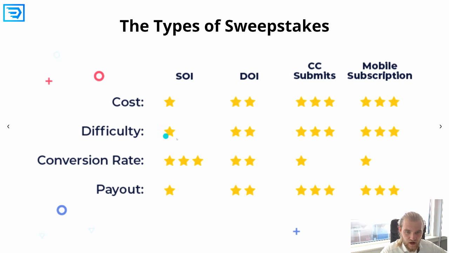The simplest to run is the single opt-in, as it's only one action the customer has to take. The double opt-in is a little bit harder because they have to do the opt-in twice. You need to validate that they indeed did that single opt-in and they still want it. So it gets a little more difficult. And the credit card submits and the mobile subscriptions are the hardest because you're asking for more vulnerable information.